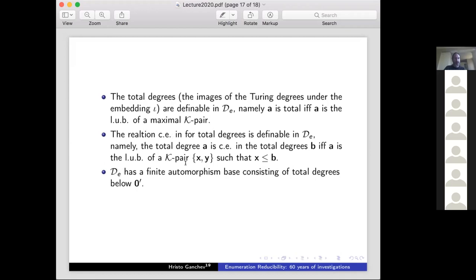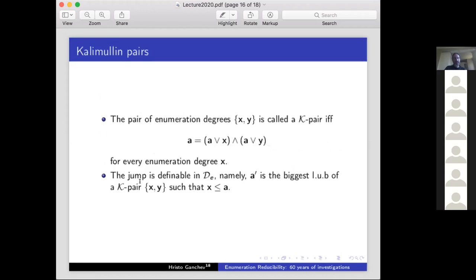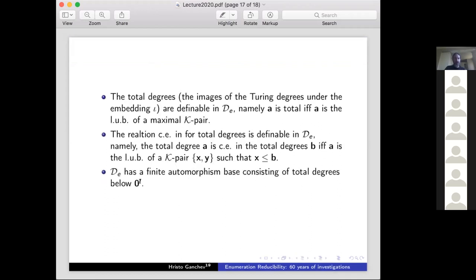Further, using these techniques and of course something more, there is a result by Soskova and Sleman which says that this structure has a finite automorphism base consisting of total degrees below zero prime. This is not known for Turing degrees. So as you can see, this technique of K-pairs, of Kalimulin pairs, is very crucial for obtaining results which are quite different from the Turing degrees. So this is the step in which the enumeration degrees began to have their own life, very different from the Turing degrees. And okay, I will stop here. Thank you for your attention.